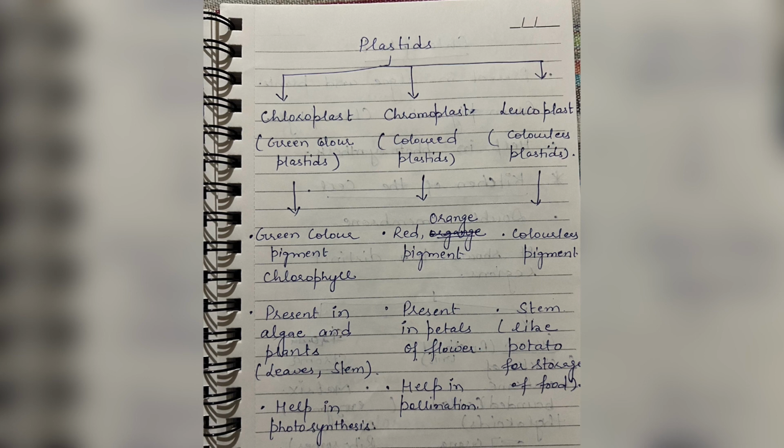What is the function of the chromoplast? It helps in pollination. Now what is pollination? Pollination is the transfer of pollen grains from the anther to the stigma. That means it helps to attract insects towards itself. Next, third, leucoplast. As I told you, it is colorless, so it helps only in the storage of food.